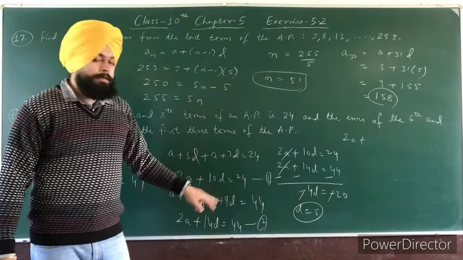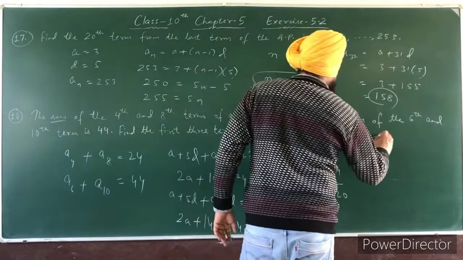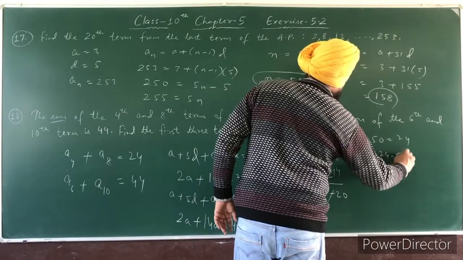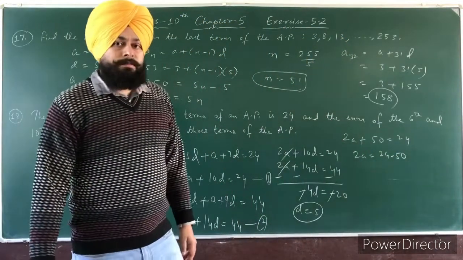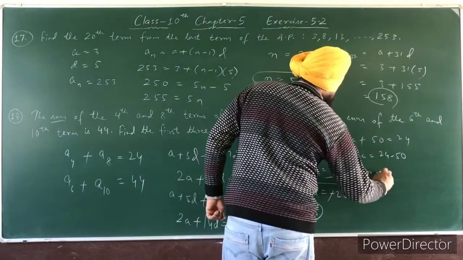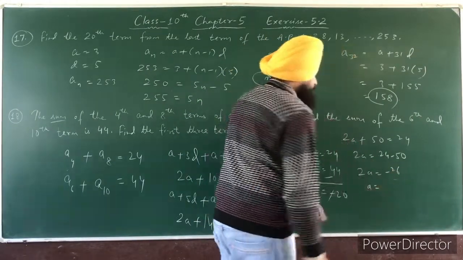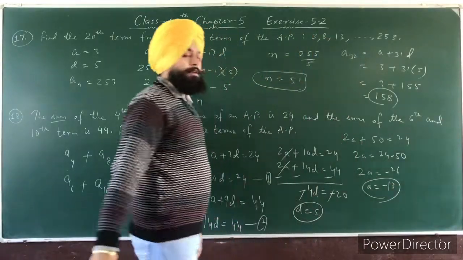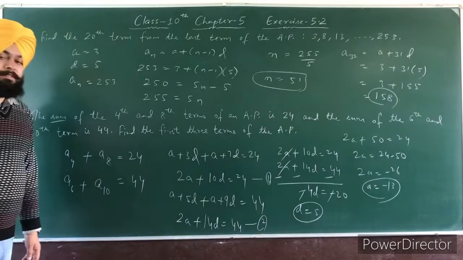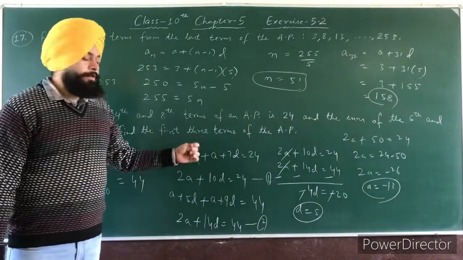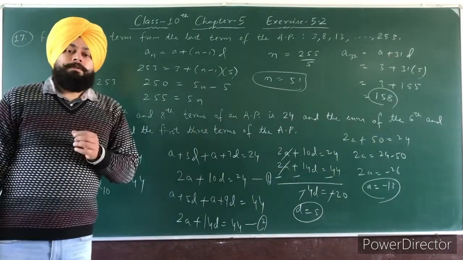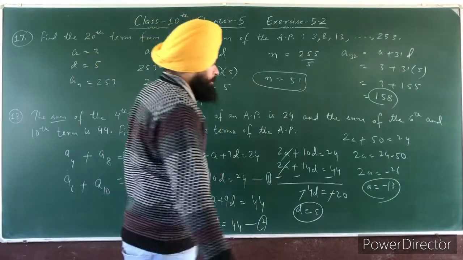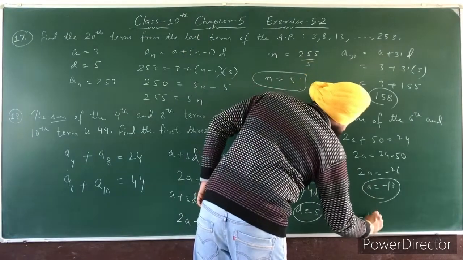So 10 times 5 is 50, is equal to 24. Or 2A is equal to 24 minus 50. It is minus 26. And what is A? A is minus 26 over 2, which is equal to minus 13. So it means the first term is minus 13 and the common difference is 5. So we have to find the first three terms. So the first term is A, the second term is A plus D, the third term is A plus 2D. So the first term is A. So the value of A is minus 13.